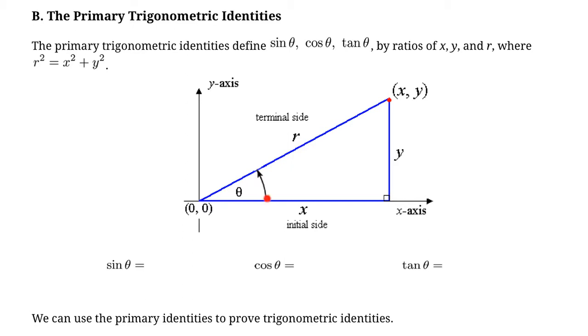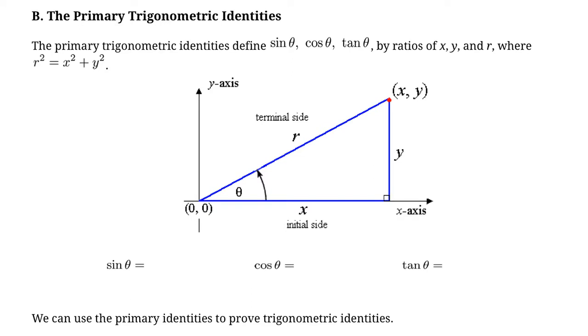If we create an angle theta in the first quadrant of the Cartesian plane by drawing a point xy, the terminal arm of that angle is this, and the initial arm of that angle is down here at the x-axis. We can use this to create a right triangle. X is the measurement of the bottom side of this triangle, and y is the measurement of this side of the triangle. We can use r to represent the hypotenuse of this right triangle. So we're going to use this right triangle to determine our primary trigonometric identities using x, y, and r.